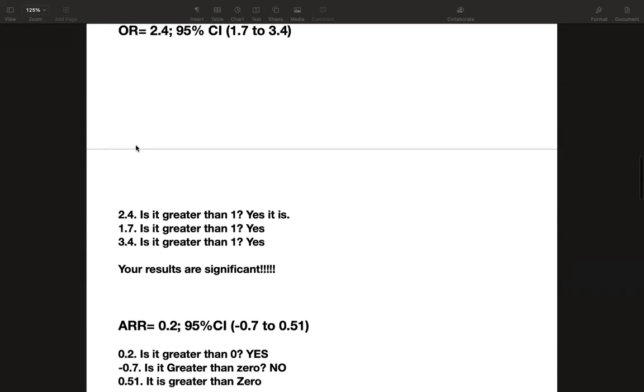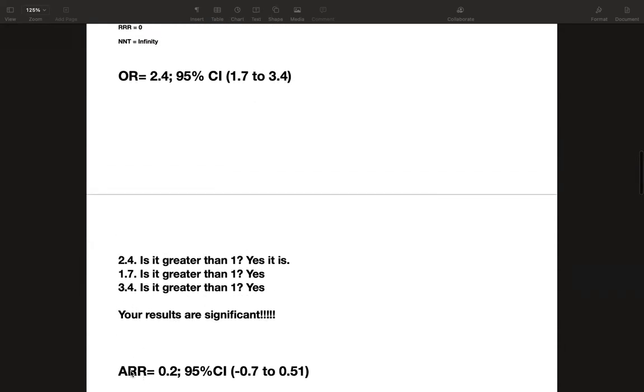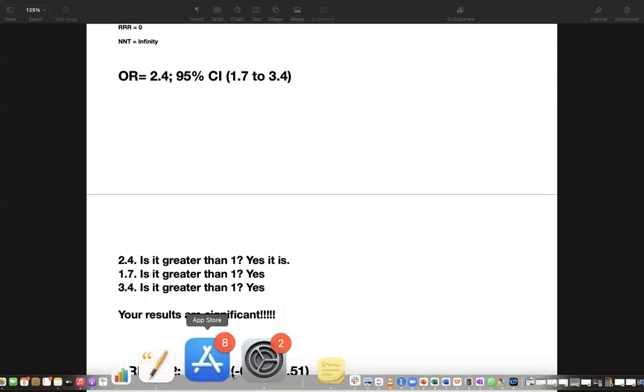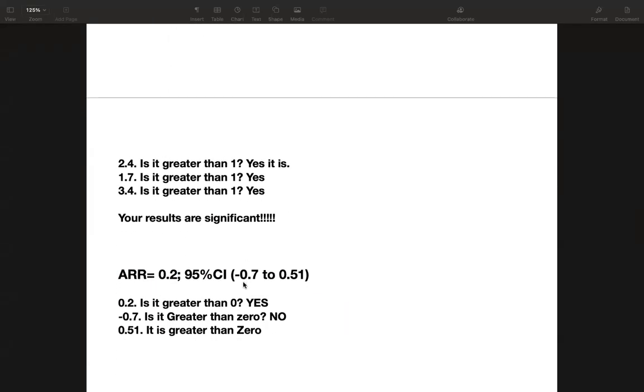Okay, moving on. Now, what is the measure here? This is the second result. What is it? ARR. What is the value of the point of no difference for ARR? Tell me. 0. Is the first value greater than 0? Yes, 0.2. What is the first value of the range? Is it greater than 0? No. And the last value, is it greater than 0? Yes. That means one of the values is less than 0, and that means the results are not significant.